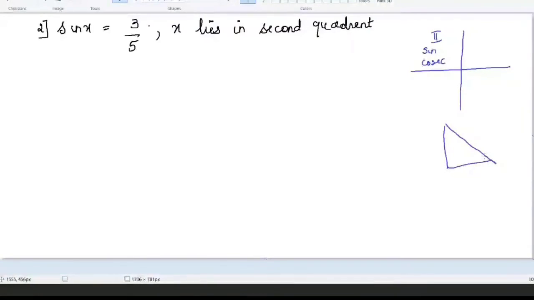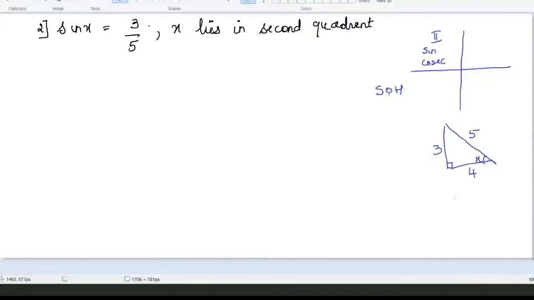If this is x here, and this is the right angle, what is the ratio I have told you to remember? That is opposite by hypotenuse. So opposite is 3, hypotenuse is 5. And I know 3, 4, 5 is a right angled triangle, isn't it? So here this will become 4, using Pythagoras theorem. If you are not able to remember this, then use the Pythagoras theorem.